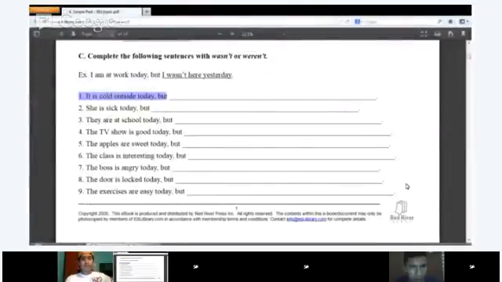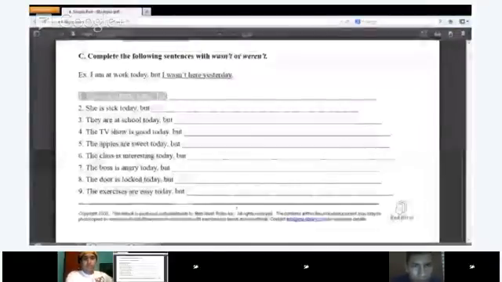How about number 3? This is for Mauricio. Number 3. They are at school today, but they weren't at school yesterday. Excellent. Okay. And next up is Jordy. Number 4, please.